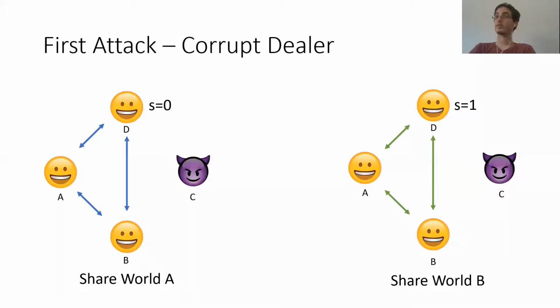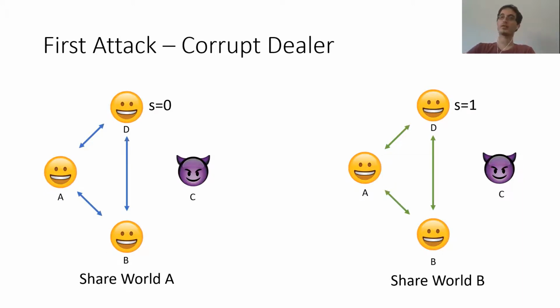Now we can describe the first attack. So first of all, observe these two worlds, share world A and share world B. In both of these worlds, parties A, B, and D are non-faulty. Party C is faulty and crashed. The adversary told it not to send any messages. And the only difference between the worlds is that in share world A, the dealer has the input 0, and in share world B, the dealer has the input 1.